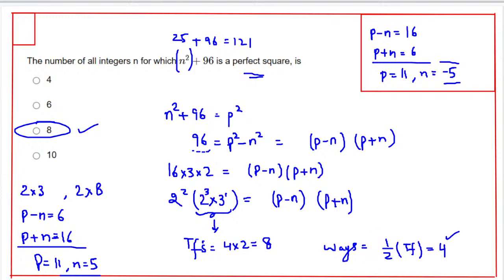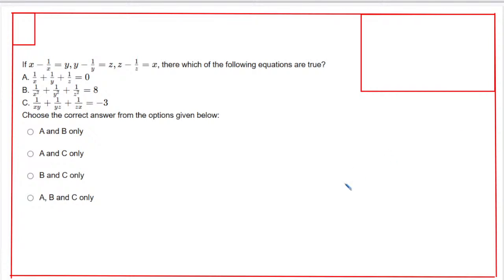Okay, moving to the next question. Try this out. Do you have any doubt in the last one?